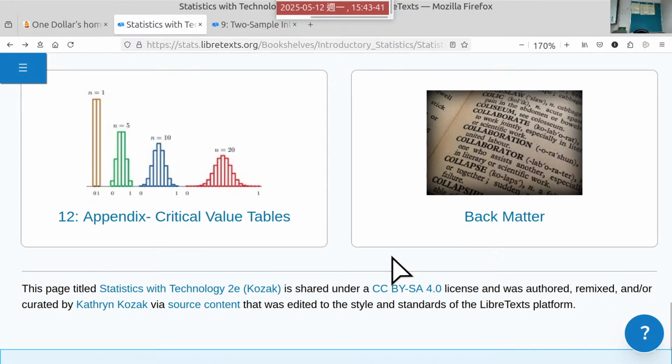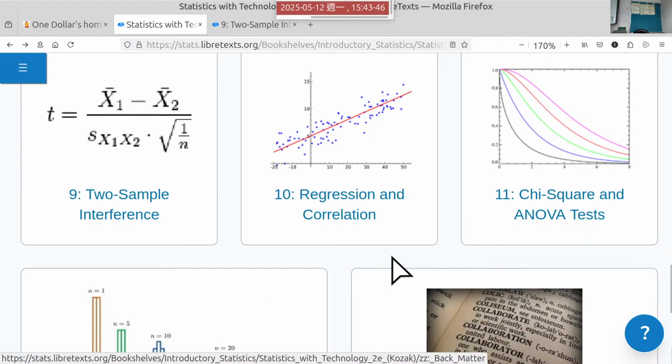I have no plan to teach the appendix, the critical value table. It's an appendix, we don't need to do that.